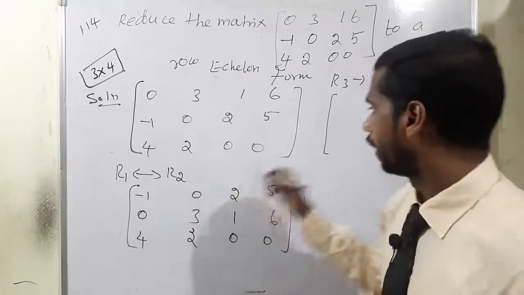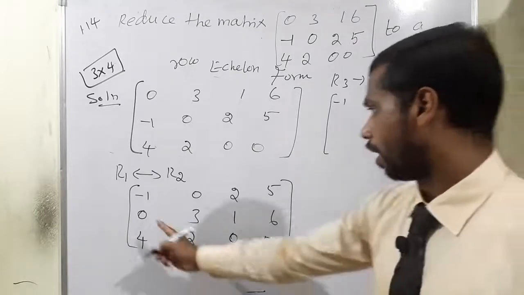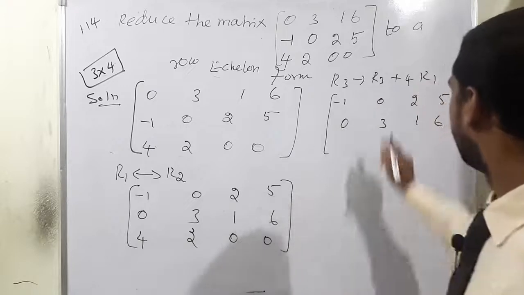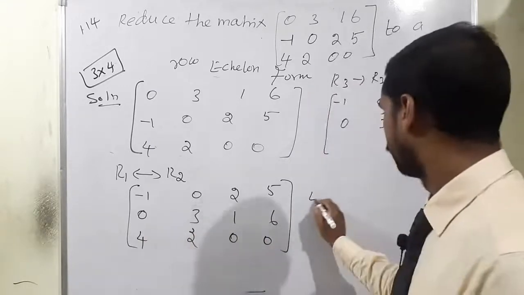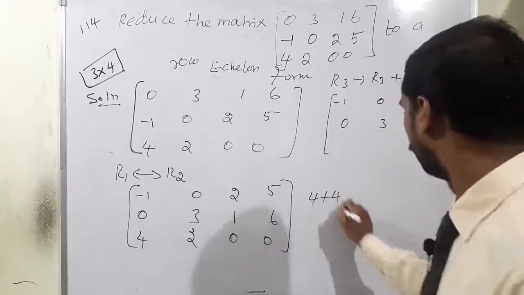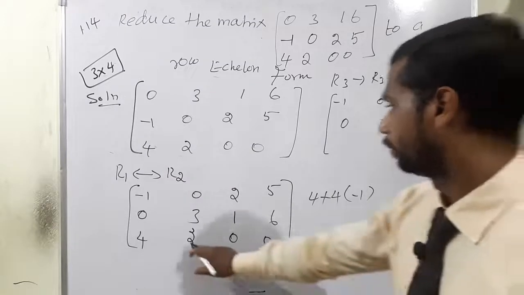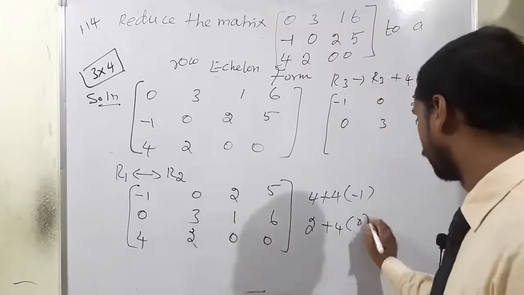So R1, R2 as it is. R1, what is the R1 term? Minus 1, 0, 2 and 5. R2: 0, 3, 1, 6. R3 plus R3, what is the term? 4 plus again 4 into R1, that means minus 1. The next one, 2 plus 4 into R1, already 0 is there.